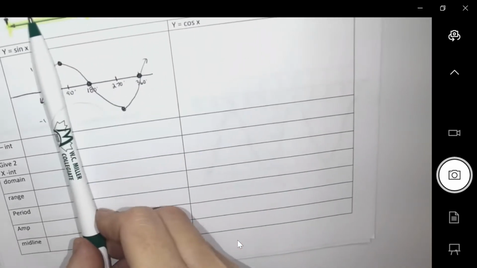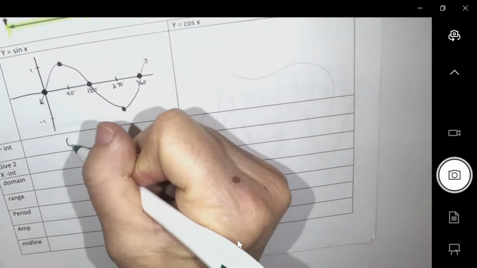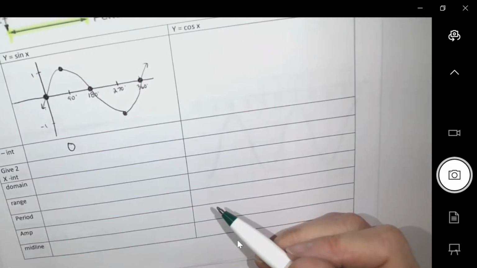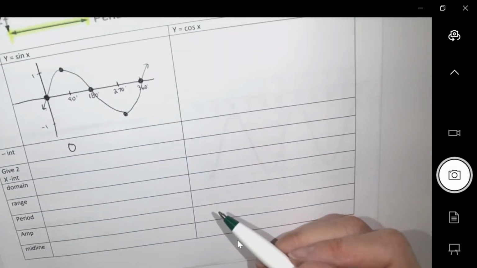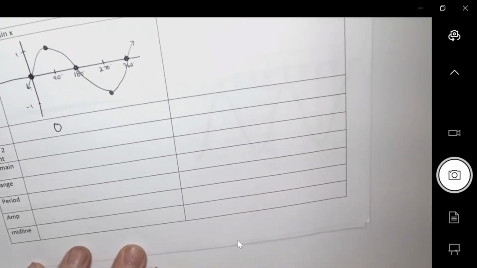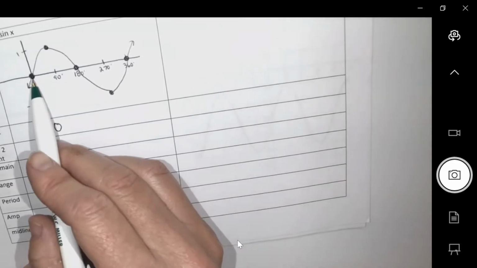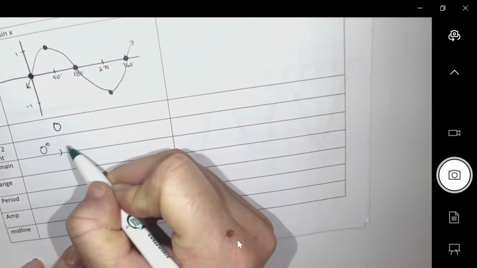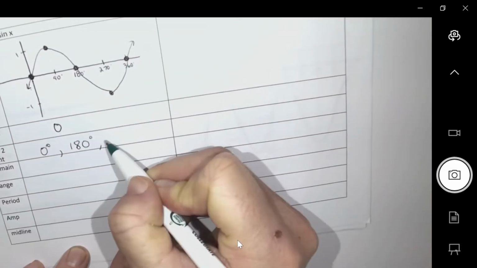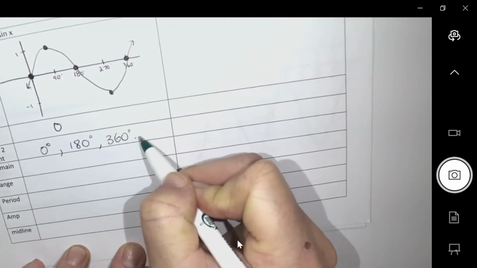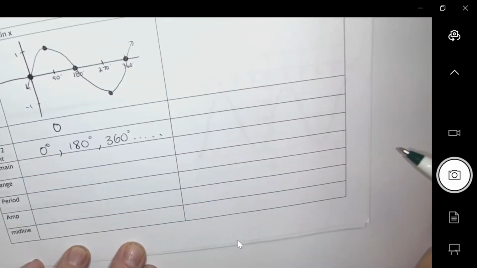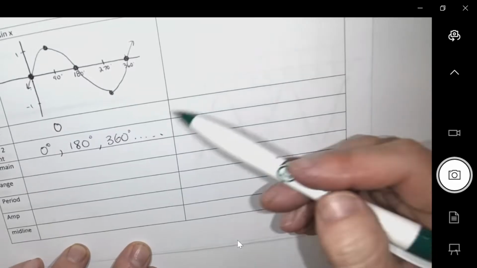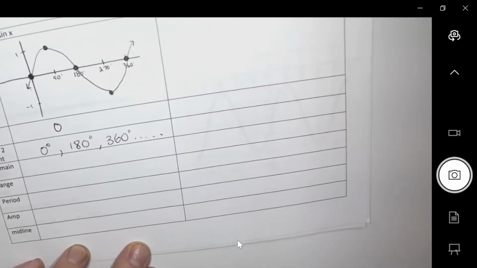Okay, what is the y-intercept? So a y-intercept is, where does it cross this line? At 0. Give some x-intercepts. So this is an x-intercept, so 0 degrees, 180 degrees, 360 degrees. And it's going to keep going, because it's the cycle. It crosses again, and it crosses again.